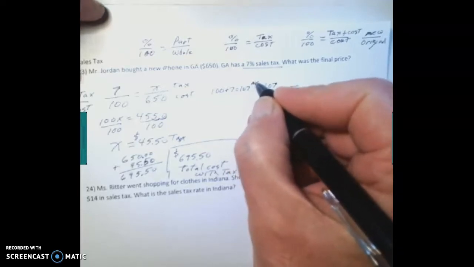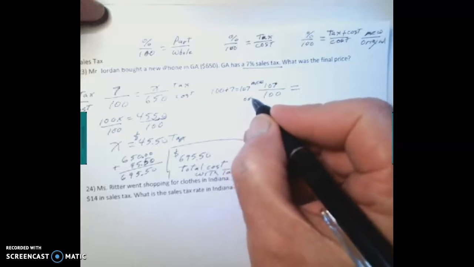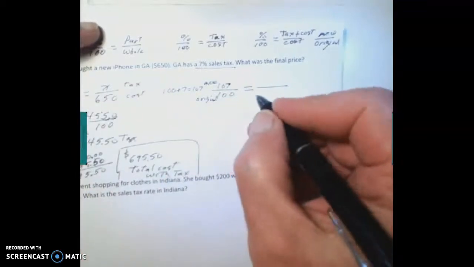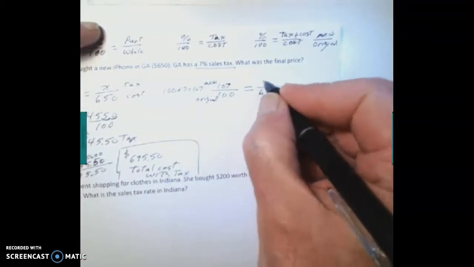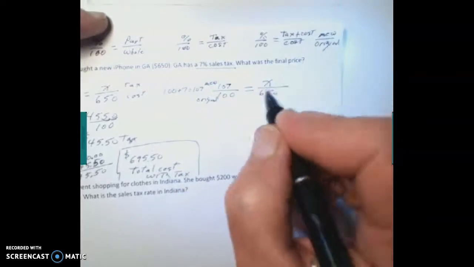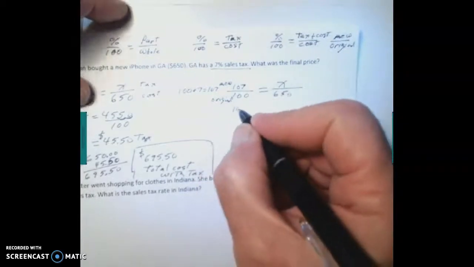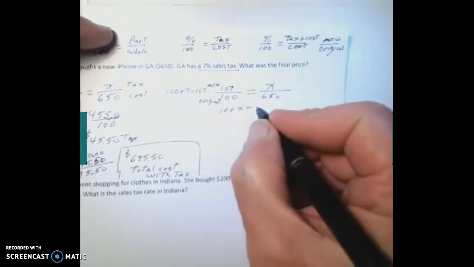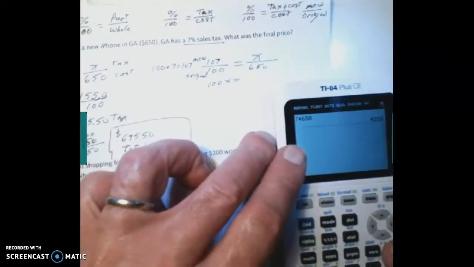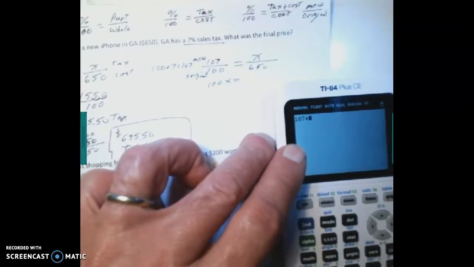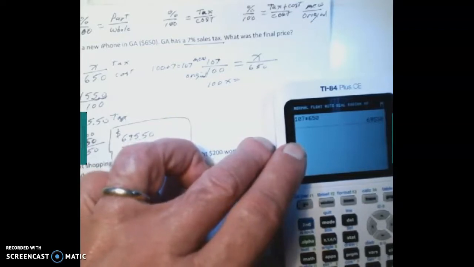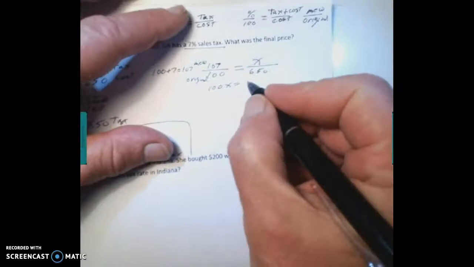This is going with new over original. And we know the original price was $650. We're looking for what the new price is, or the final price, the price with the tax. This will get us that. You get 100x equals 107 times 650. 107 times 650 is 69550.